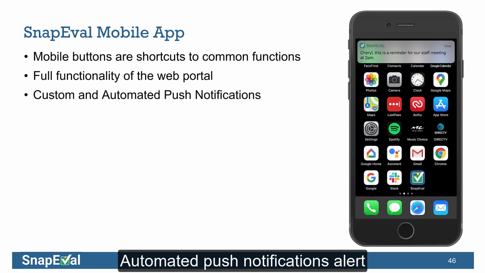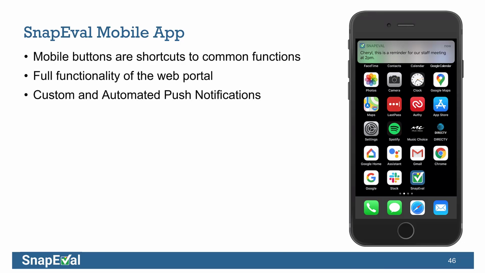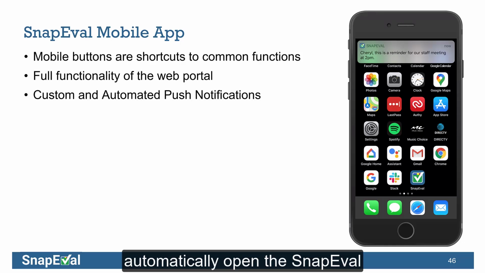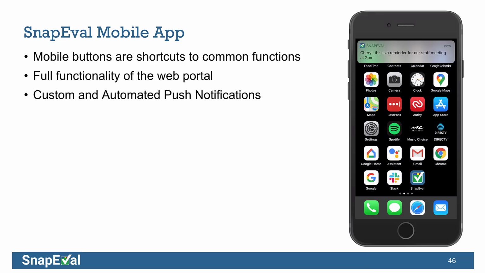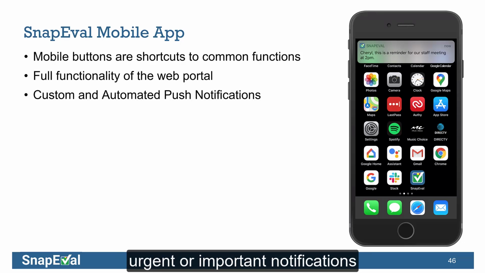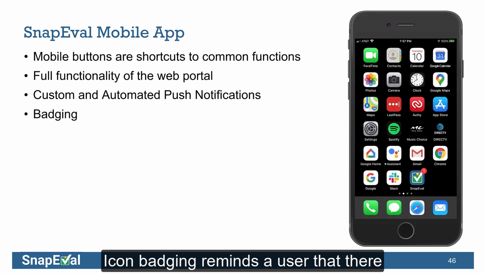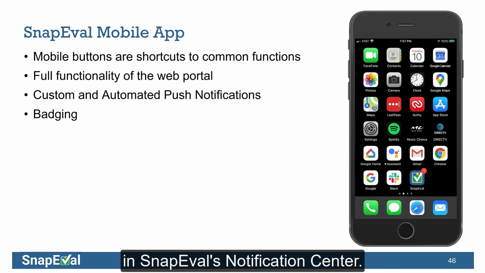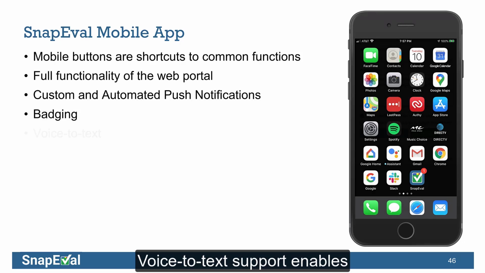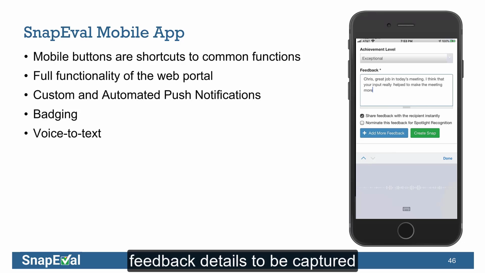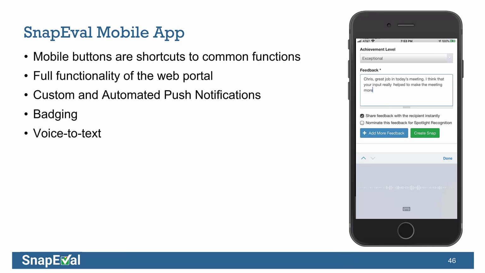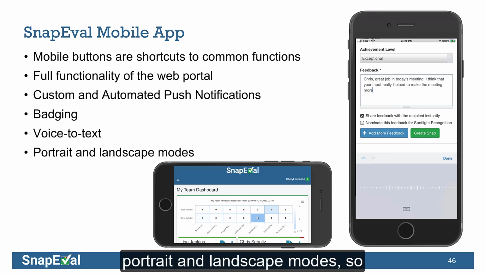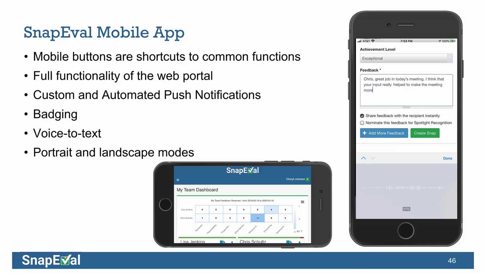Automated push notifications alert the user when a snap or a request from others for feedback is received. Tap on the push notification to automatically open the SnapEval mobile app and take action. SnapEval administrators can send urgent or important notifications with custom content to targeted users or the entire organization. Icon badging reminds a user that there are open notifications for the user in SnapEval's Notification Center. Voice-to-text support enables feedback details to be captured in snaps without typing. The mobile app supports both portrait and landscape modes, so graphics can be viewed most easily.